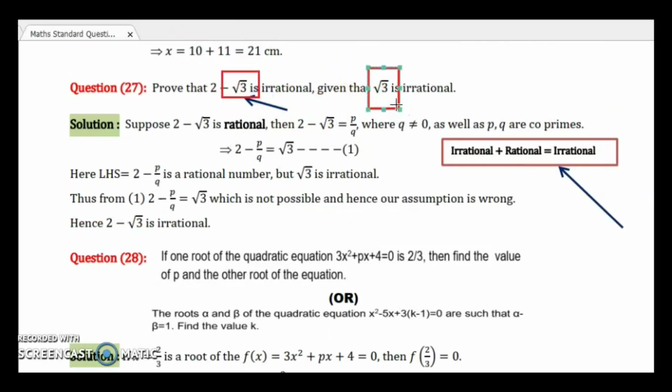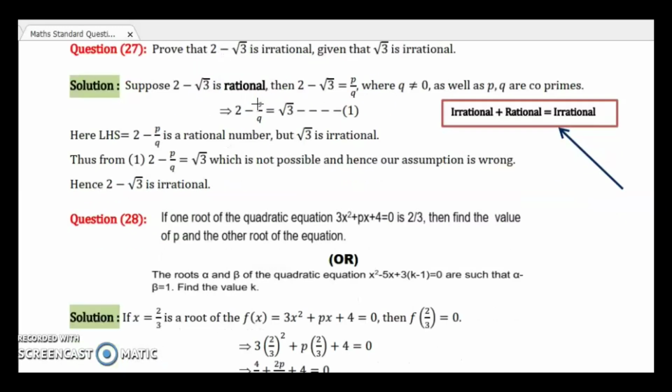Since root 3 is an irrational quantity, the addition of an irrational with a rational number is always irrational. Therefore, as root 3 is irrational, 2 minus root 3 is irrational. Everybody knows the reason, but we have to justify this, right? Okay, let us move on to the problem. On the contrary, let us assume that it is rational. That means every rational number can be represented as p by q. We know that p and q are co-primes.